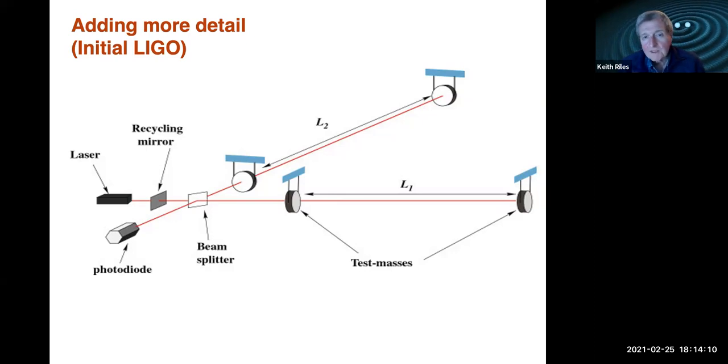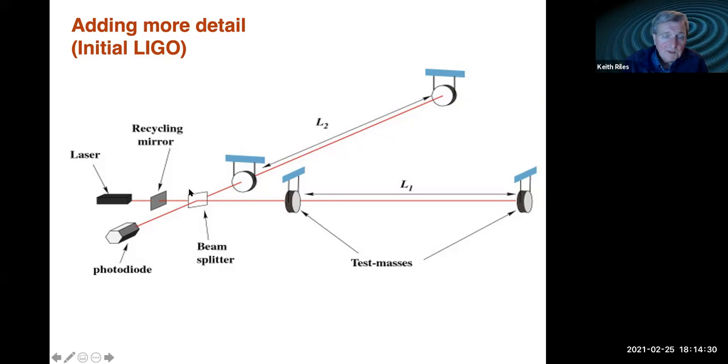But the idea is that if the light bounces back and forth between these mirrors many, many times, during the time a gravitational wave is passing, then you will get a larger phase buildup difference between the X arm and the Y arm. And that'll give you a stronger signal, a brighter flickering of light at the photodetector.